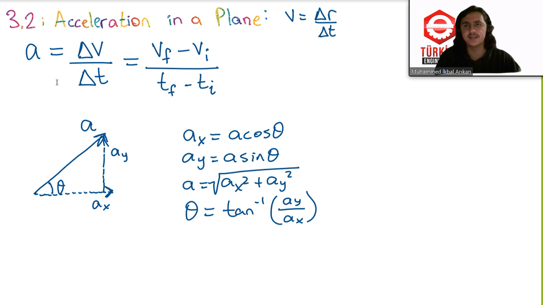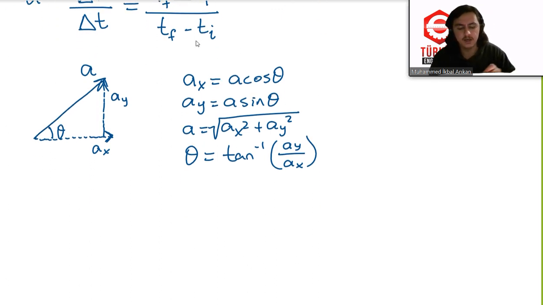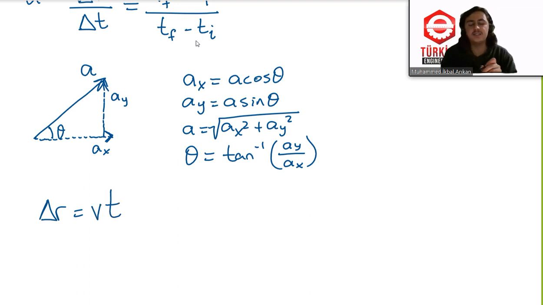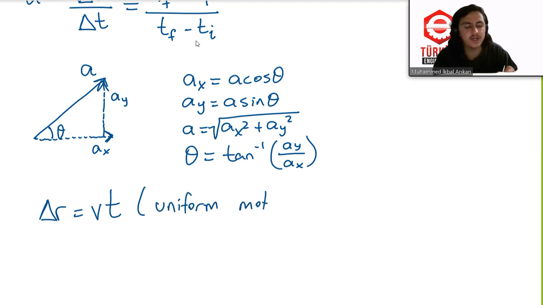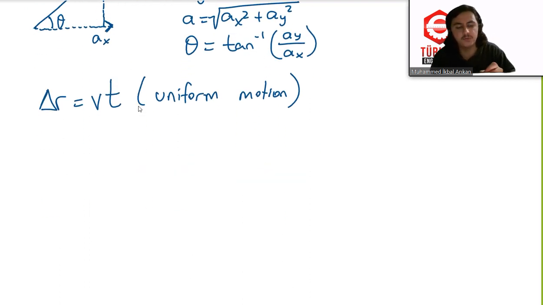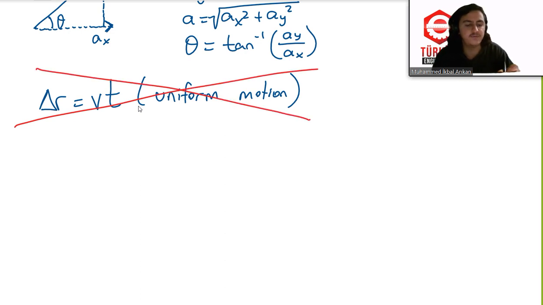As we said, our delta r is simply v times t, but it is for uniform motion. Okay, this is for uniform motion. What about non-uniform motion? I will put some formulas. We will use these formulas for non-uniform motion, so you can forget about this one. If you have an acceleration, you cannot use these formulas. So I will put some new formulas.